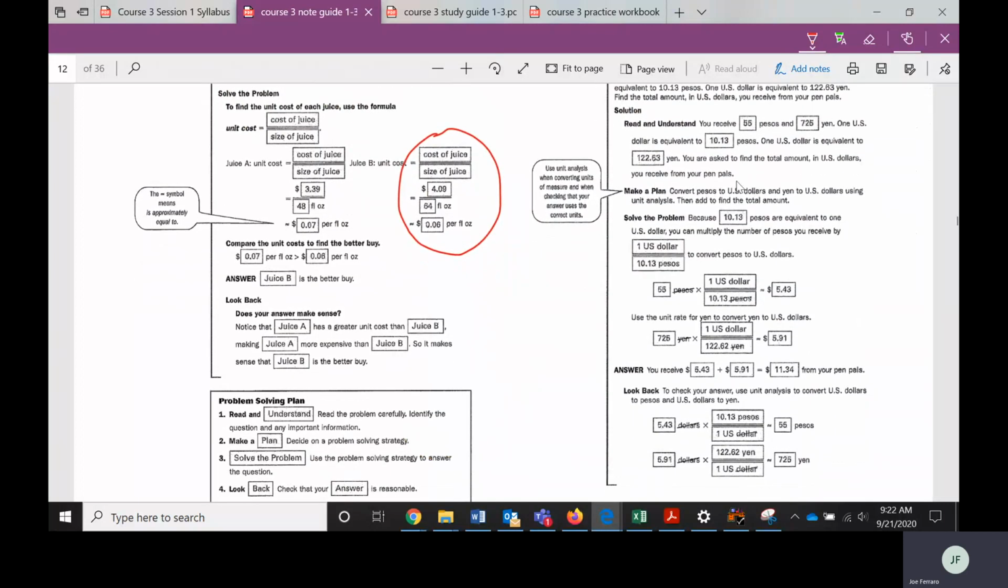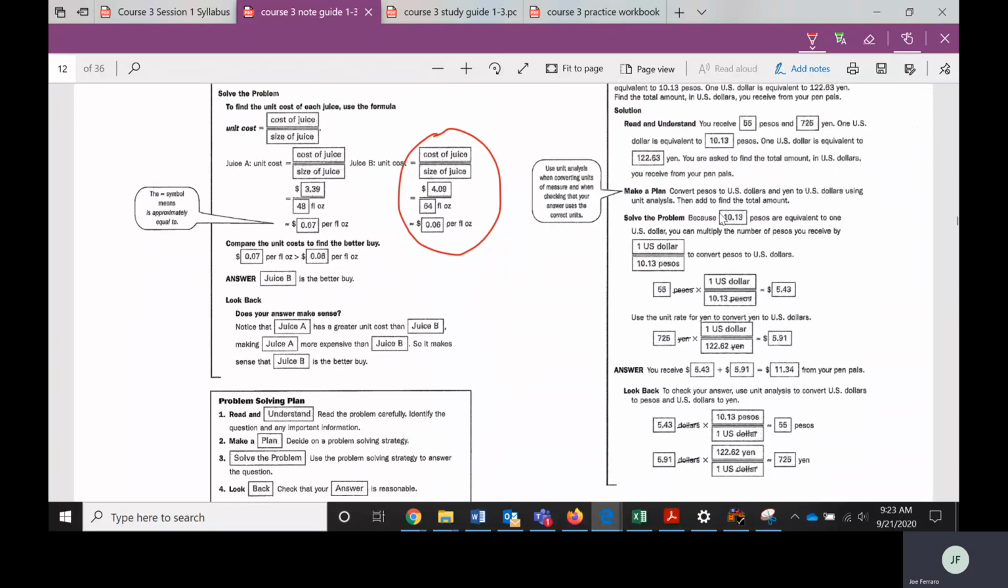So they go through and set it up a little differently than I would, but read and understand is still going to be the same process. So it says you receive 55 pesos, 725 yen. It's just restating how many pesos is a dollar, how many yen are a dollar. Okay, and then we have to figure out how much money in US dollars we actually have.